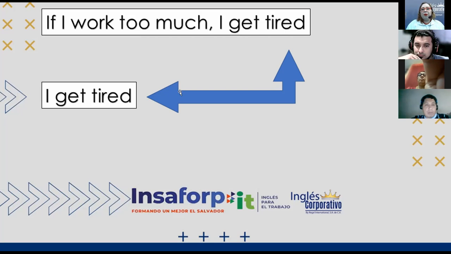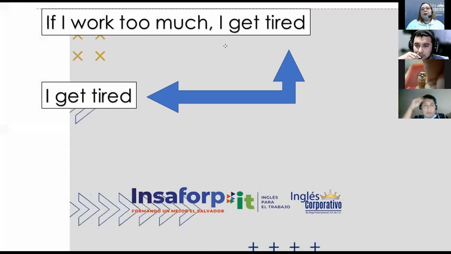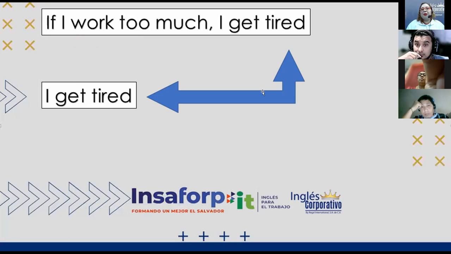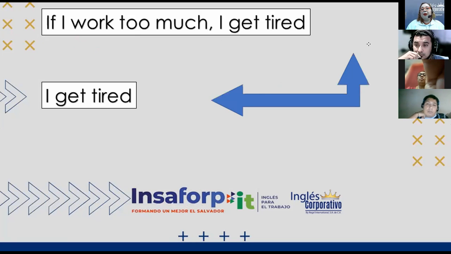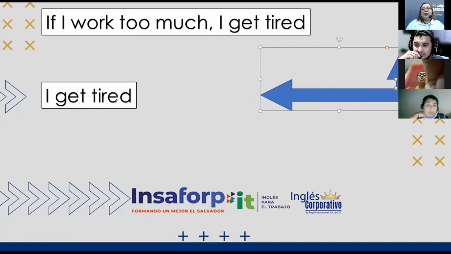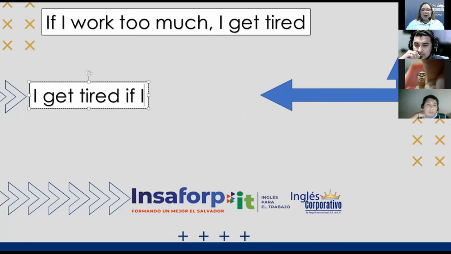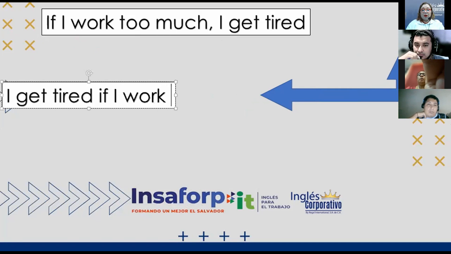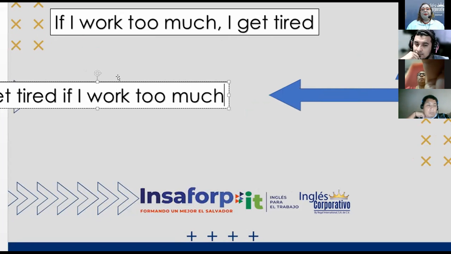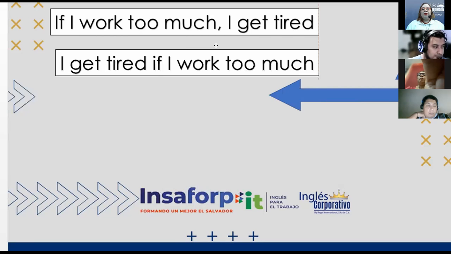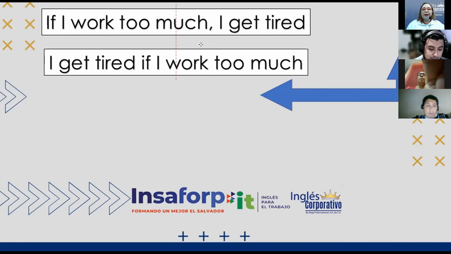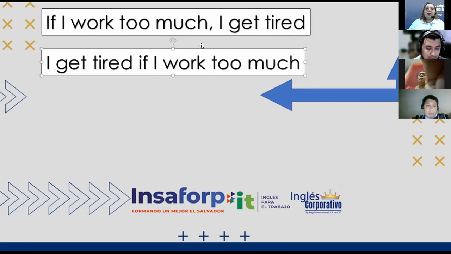¿Cómo? Vamos a ver. I'm going to try to move this thing. Oops, always happens the same thing. I hate when that thing happens. Okay, so I get tired if I work too much, okay? Entonces, el orden de las dos cláusulas no altera el resultado. Podemos decirlo al principio la consecuencia y después la causa. Podemos decir la causa al principio y después la consecuencia y estamos dando la misma idea, the same idea.